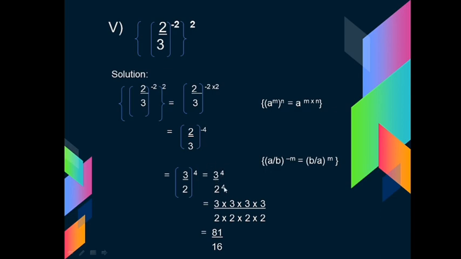Now as the exponent given is 4 for 3 and 2, it means we will multiply 3 with itself 4 times and 2 with itself 4 times, because we want the result of this given expression. So that is 3 into 3 into 3 into 3 divided by 2 into 2 into 2 into 2, which is equal to 81 divided by 16. So this is how we got the value for the given expression.